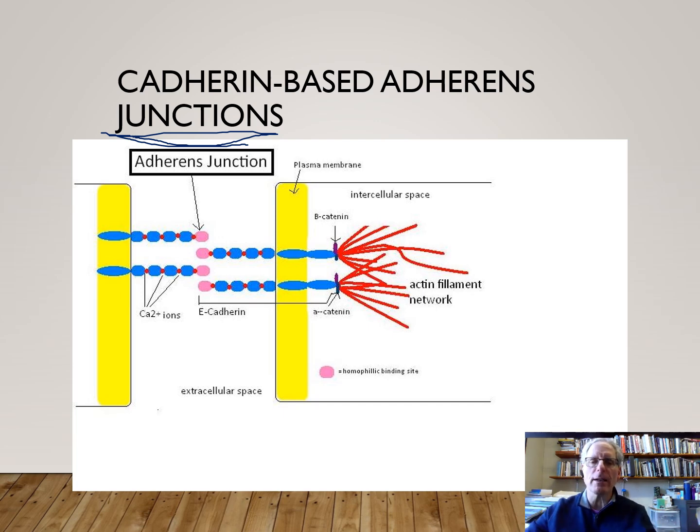These junctions are found at the apical sites of the cells, so they're often called apical junctions. There are two of them. First, there are tight junctions.